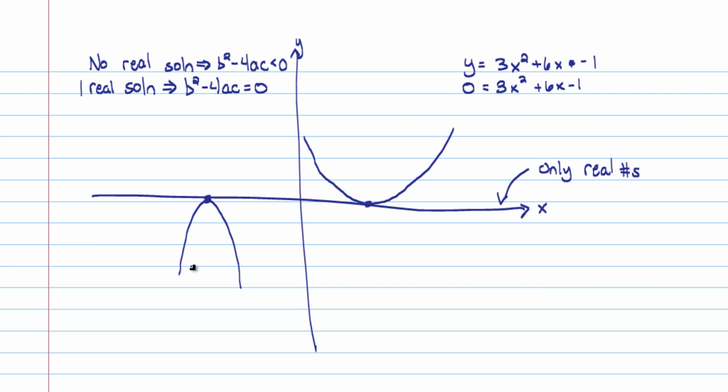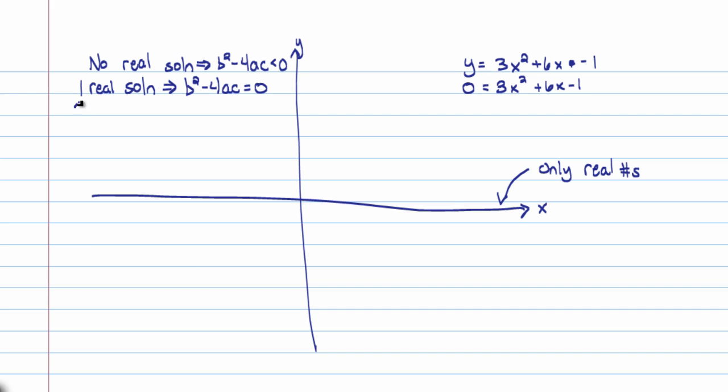Which is actually a cool thing to remember, that if you only have one real solution, that will actually be the vertex. Because it has to be. You're saying that it hits the x-axis at a single point. If there's no symmetric point, it means that that point has to be the lowest or the highest point on the parabola. That's just an interesting side note.